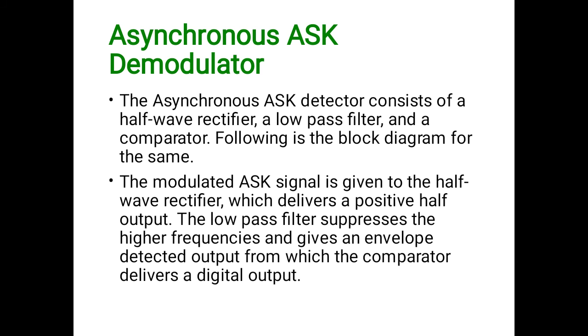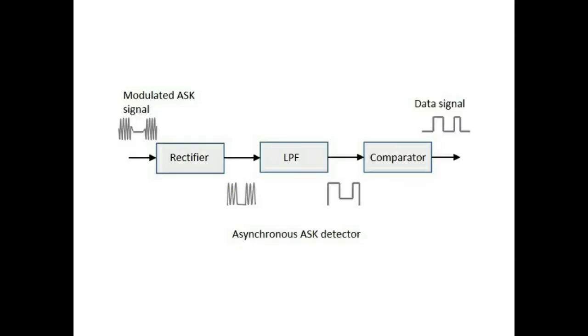What happens here? What are the different blocks? Half wave rectifier, low pass filter, and a comparator. The rectifier will rectify positive halves, the filter will suppress high frequencies and allow only low frequencies, and the comparator works on the envelope and finally delivers a digital output. You also remember the operational amplifier used as a comparator. It compares two different voltages, V reference and V in, and according to the input, the output will shift to either positive saturation or negative saturation. In this case, it is either 0 or 1.